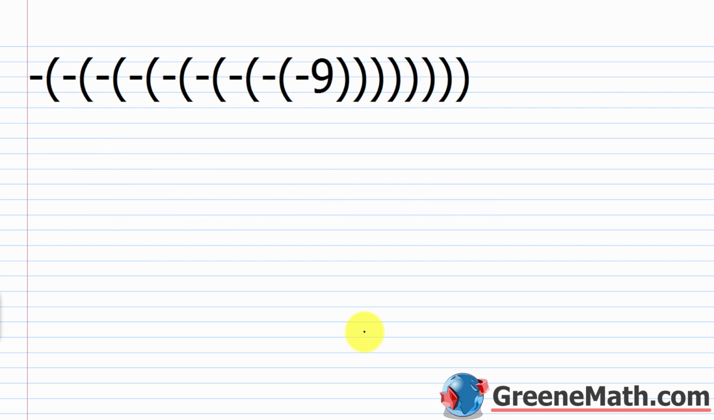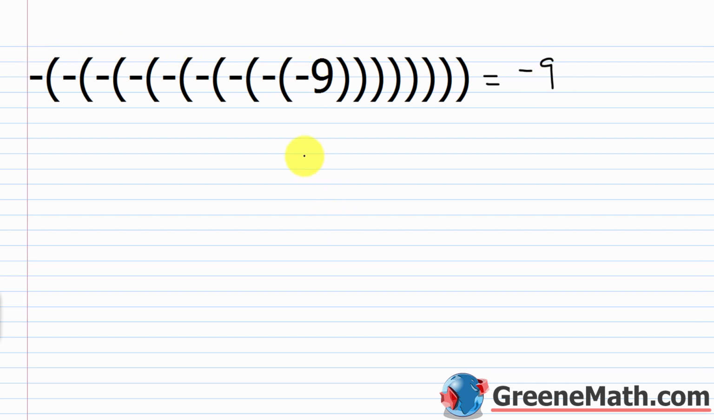Okay, let's look at one last problem. And look how long it is. So we have the opposite of, repeated nine times, negative 9. So again, if I do this the long way, it's going to take some time. So in other words, this would make it positive. This would make it negative, positive, negative, positive, negative, positive, and negative. So we'd have negative 9.